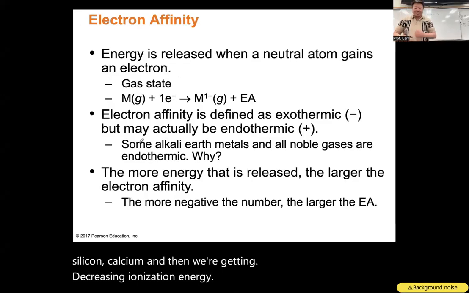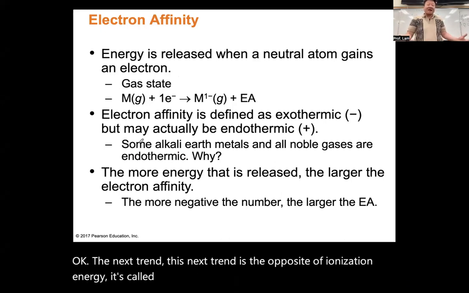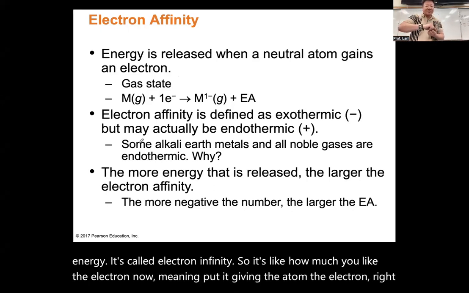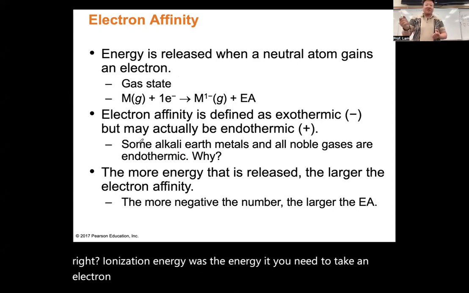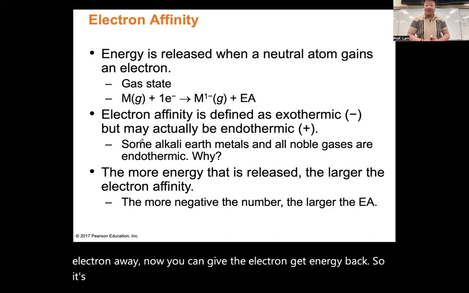Okay, the next trend. This next trend is the opposite of ionization energy. It's called electron affinity. So it's like how much you like the electron, meaning giving the atom the electron, right? Ionization energy was the energy you need to take an electron away. Now you're going to give the electron, get energy back. So it's exothermic, right? If one process is endothermic, the other one has to be exothermic.